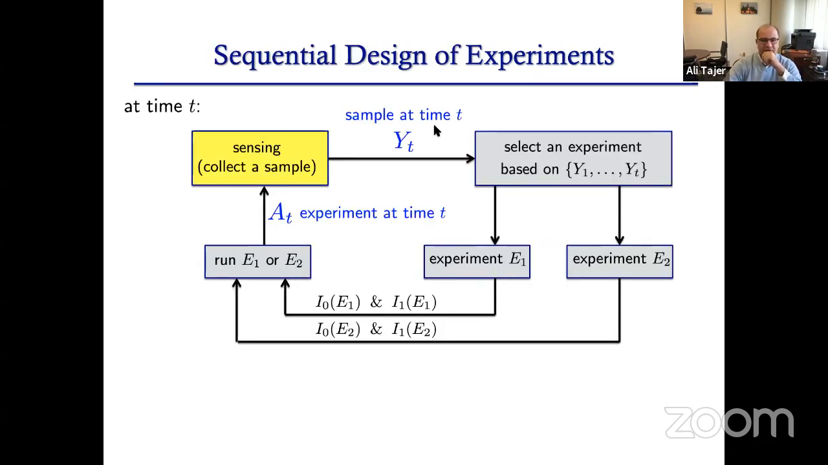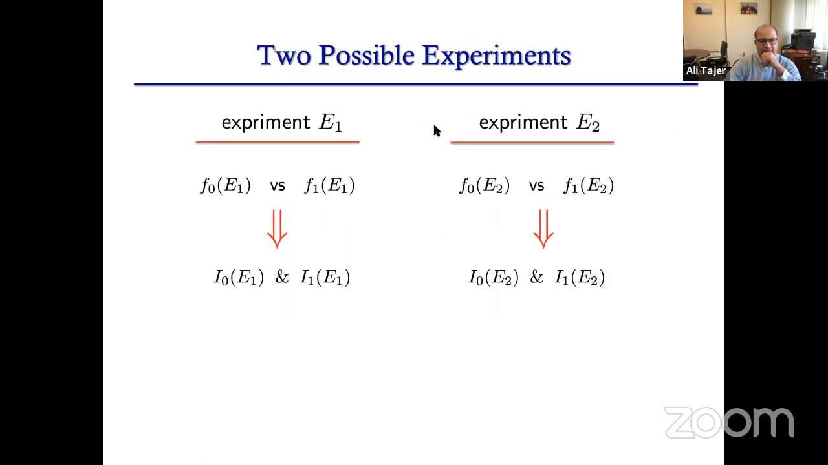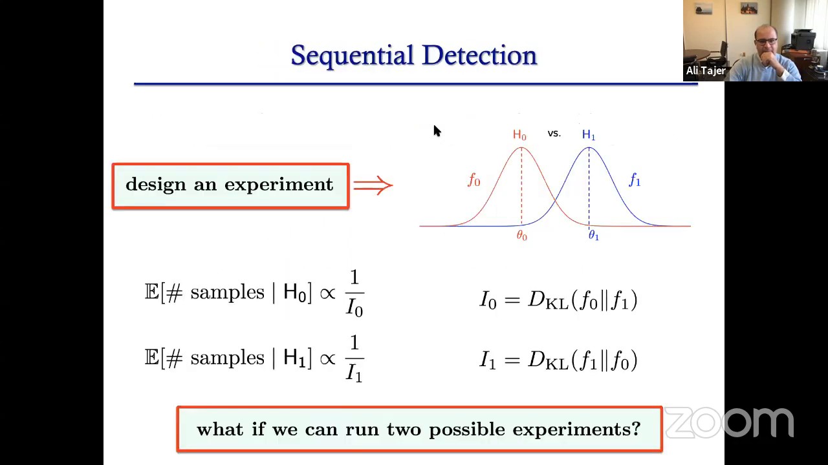Now, how does the cycle of selecting the experiments, collecting the data, and making measurements work? This is a very simple question, but perhaps Ali, you have a question. Yes. In the previous slide, why is it asymmetric, the number of samples required for H0 versus H1? So in this slide, right?